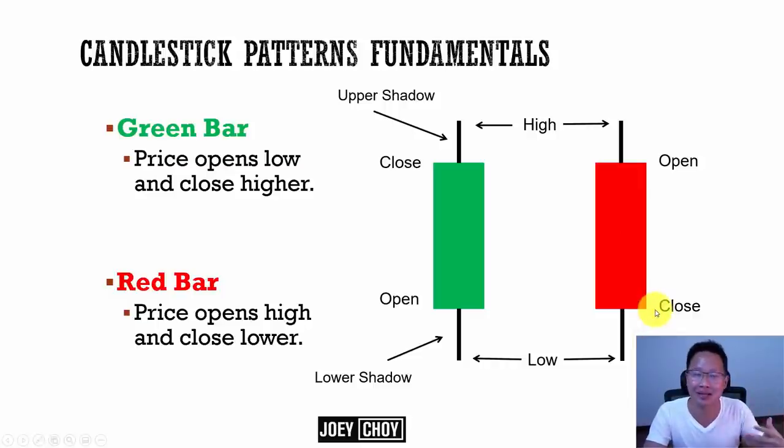So it means that sellers are pretty much coming back at day end to close it lower. So red is definitely more bearish, right? And green would be bullish, all right? And of course, same thing, look at this right here, this would be the high of the day and this would be the low of the day, right? So we have a green bar and we have a red bar. So that's it, just four data points and we have a candlestick bar.